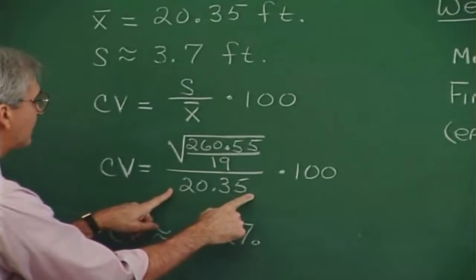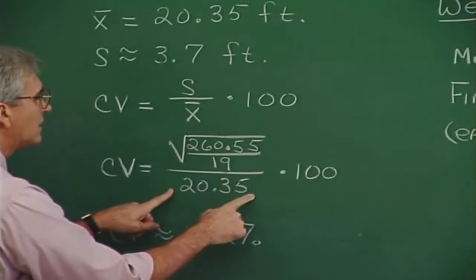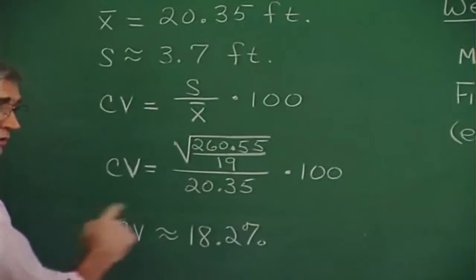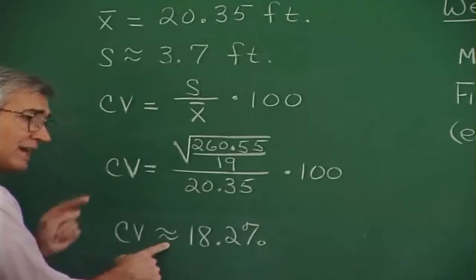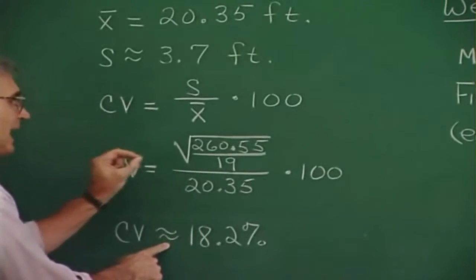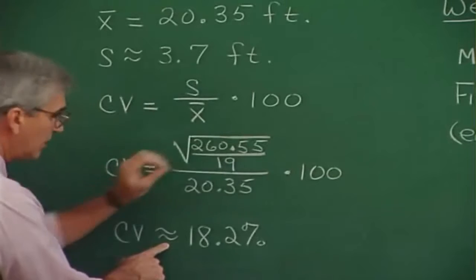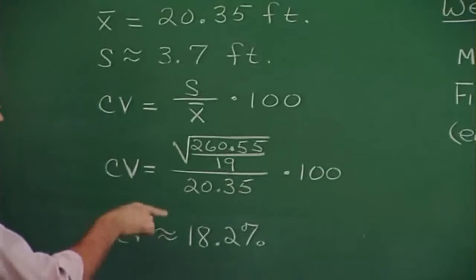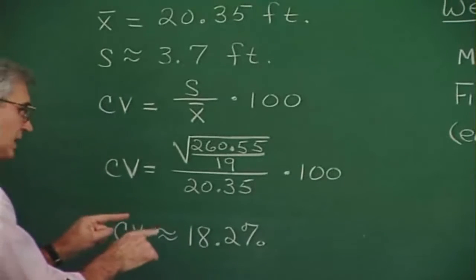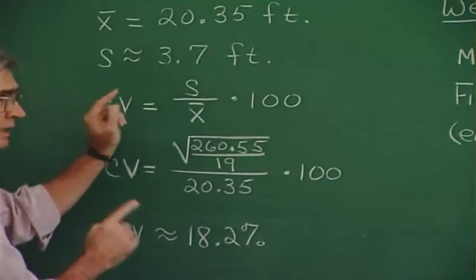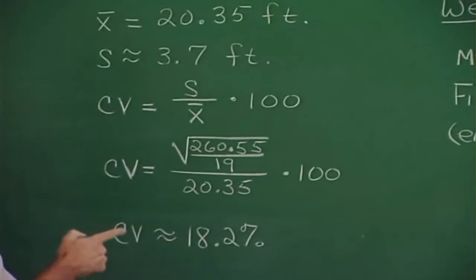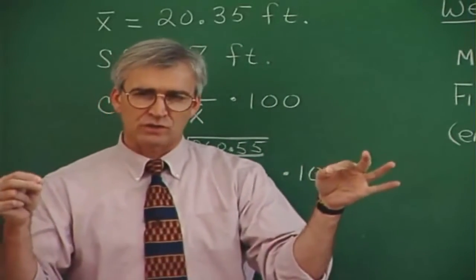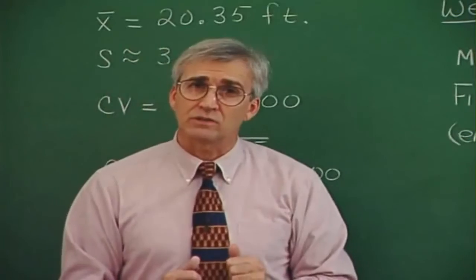The x bar was an exact value, 20.35 feet. Times 100, I found this to be approximately 18.2%. This is still an approximation, but it's a closer approximation than it would have been had I used a rounded value here. Okay, 18.2%. This means that the standard deviation is 18.2% of the mean in this particular problem. And CV, as you know, is just a measure of the spread of information relative to the average of the information. That's truly what it is.